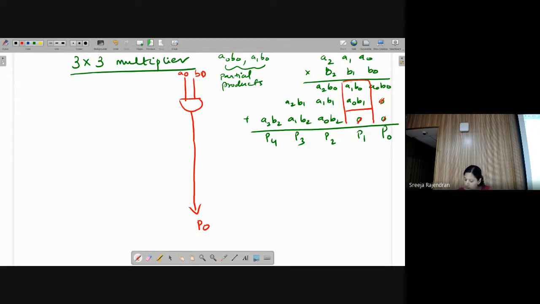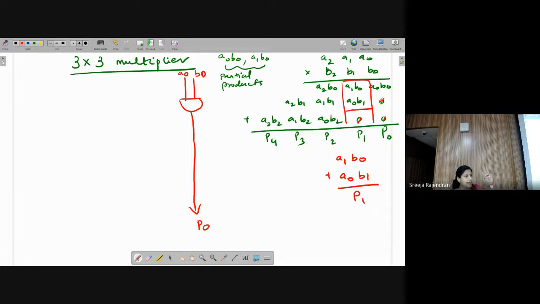That means I only have to add the numbers A1, B0 and A0, B1 to get P1, right? This will generate P1. Yes or no? If I add those two, I should get P1. Now, there is no carry coming in. So do I need a full adder here to implement that?